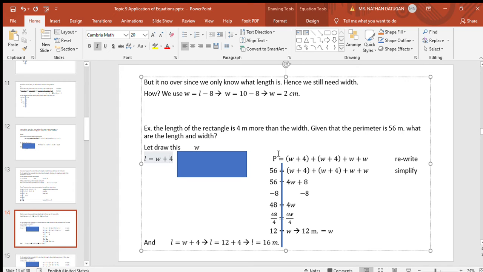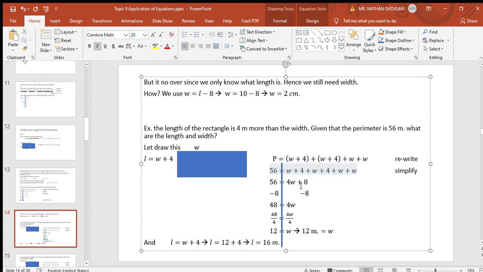Now that we have this, we can move on to the next part of the problem. Given that the perimeter is 56, what is the perimeter already? It's 56. So 56 is equal to W plus 4 plus W plus 4 plus W plus W. I think I miscounted on W, so we'll check on that. And we can already drop the parentheses, okay? Now, let's simplify things. Add all the like terms. And you're going to get 56 is equal to 4W plus 8. Or 4W plus 8 is equal to 56.